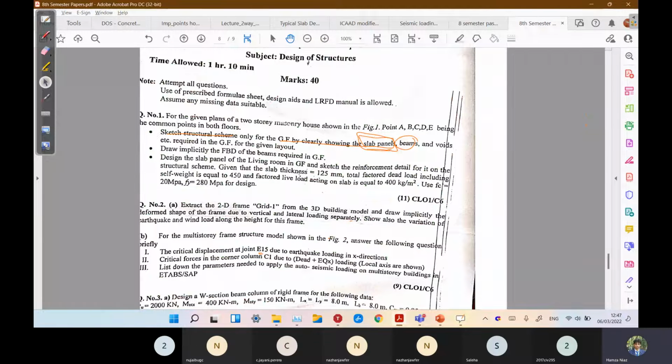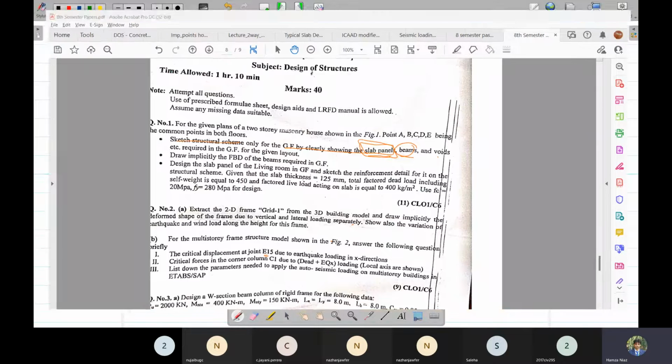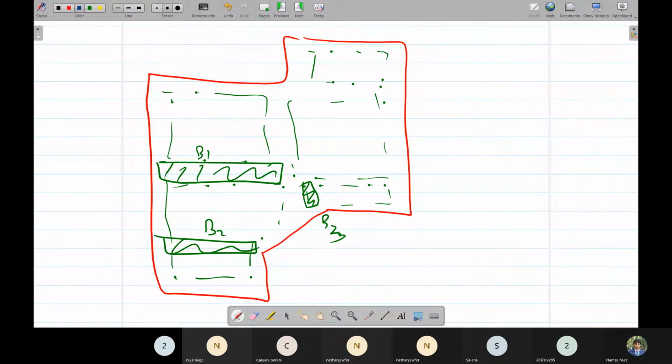So we have shown the slab panels. We have shown the beams and voids. So our stair void is just like this. This is our stair void. We show our stair void by a cross. And if there was a depressed portion, we have to show it by a dotted cross, like this one. If there was a depressed slab, but since there is no depressed slab here, we have none.